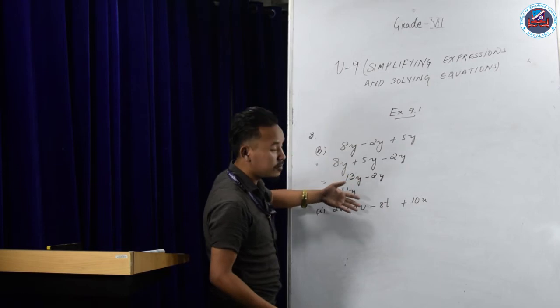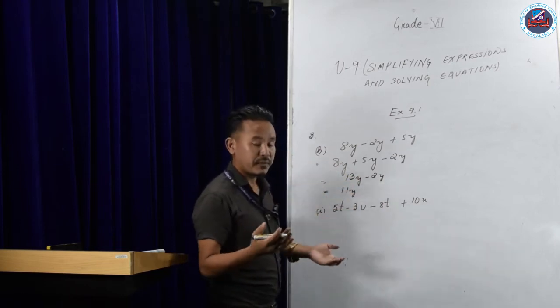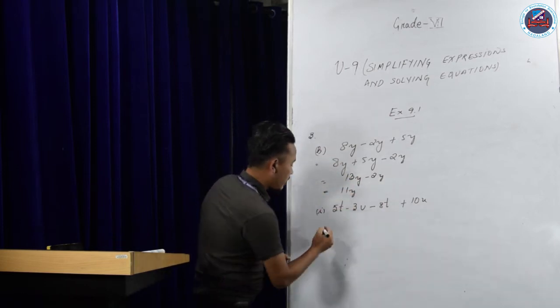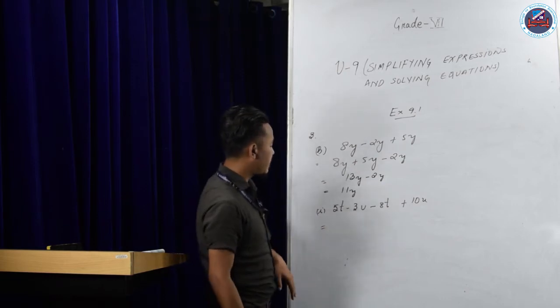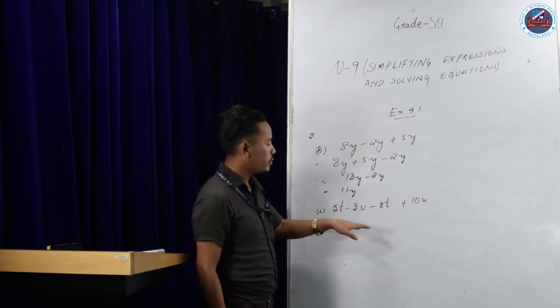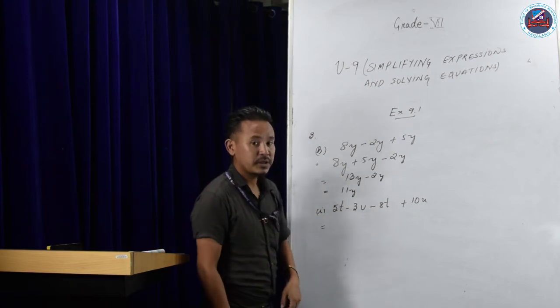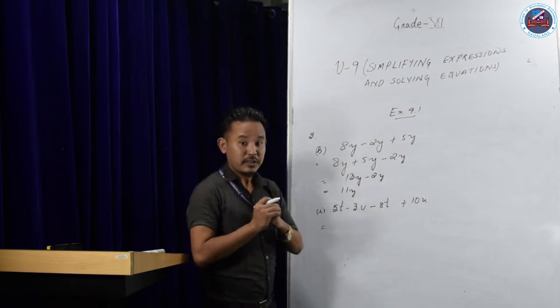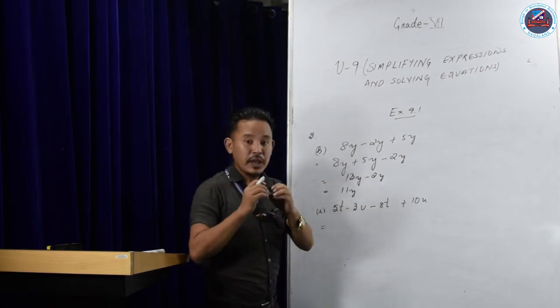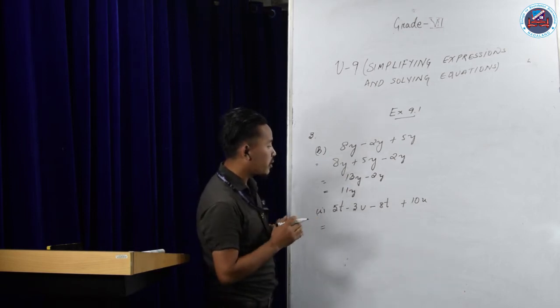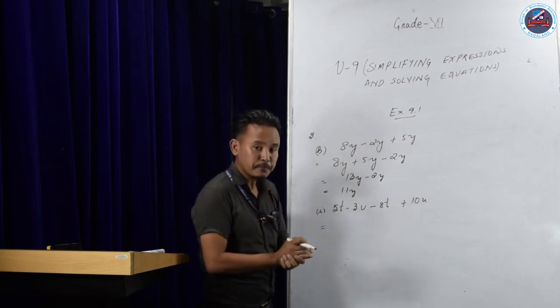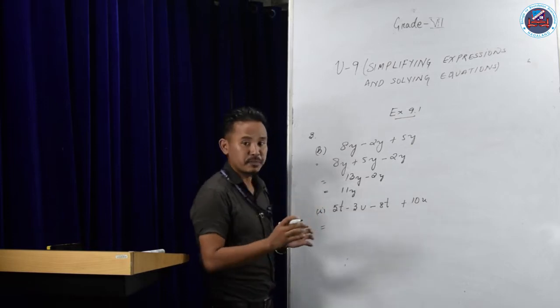You can do it in two steps. Since I have elaborated a little bit, you can do it either way. The choice is totally up to you. Now, when we move on to the next question, you can see here 5t minus 3u minus 8t plus 10u. Even here we can see they are like terms, but the thing is that it is not arranged. So first, as I mentioned earlier, we will try to arrange it.